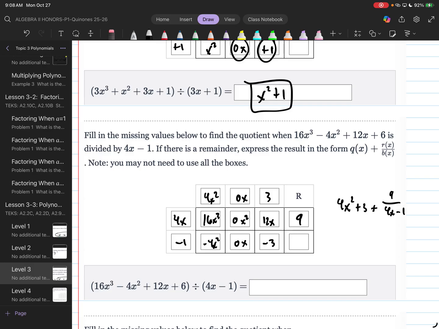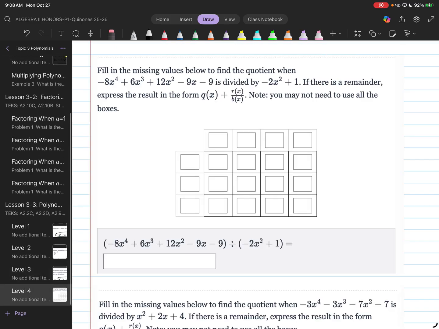Okay, how do we feel about level 3? All right, obviously what's probably going to be on the exam is level 4. Yeah. Yep. Okay, let's come back. Let's figure this out.